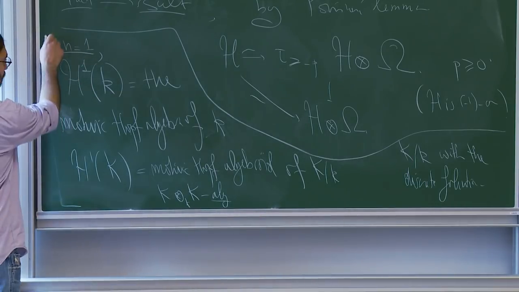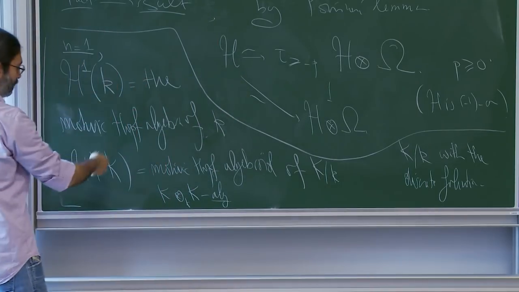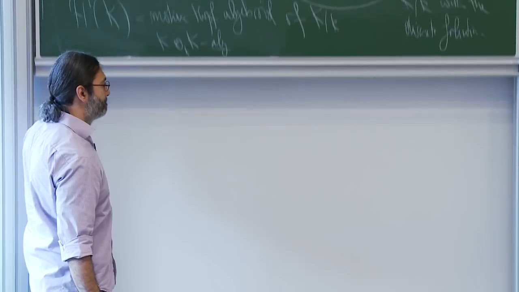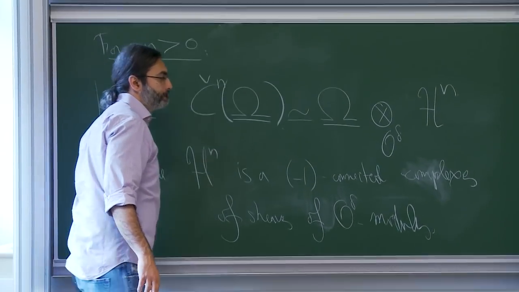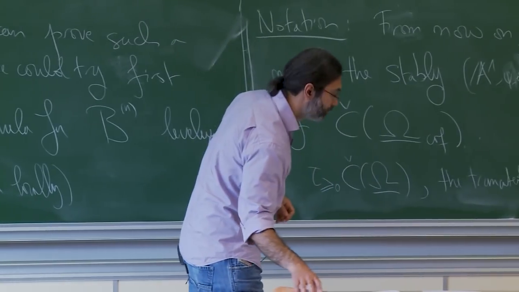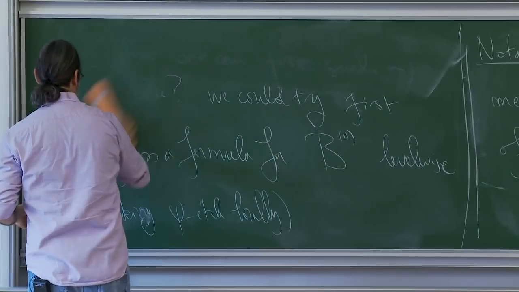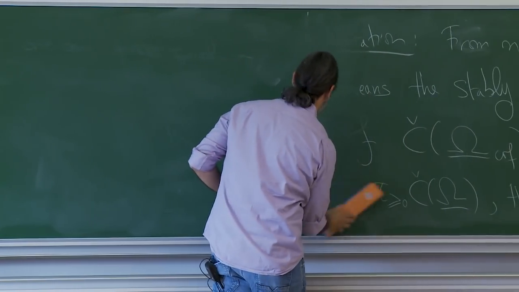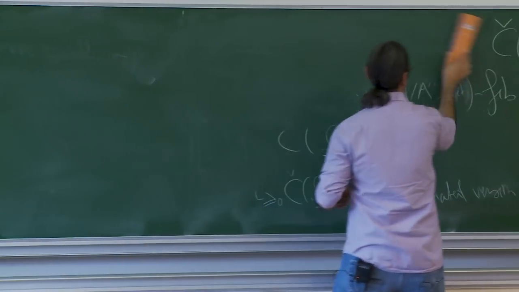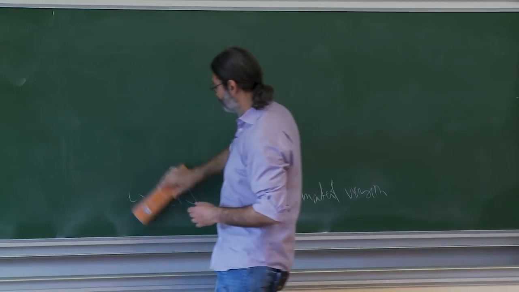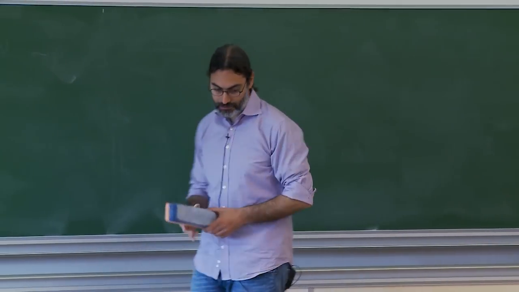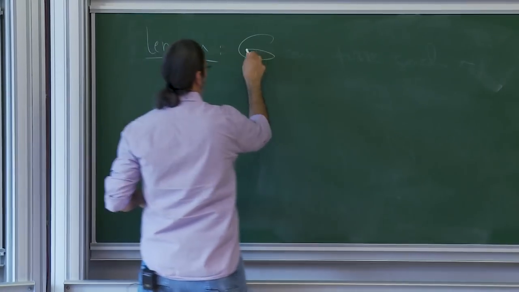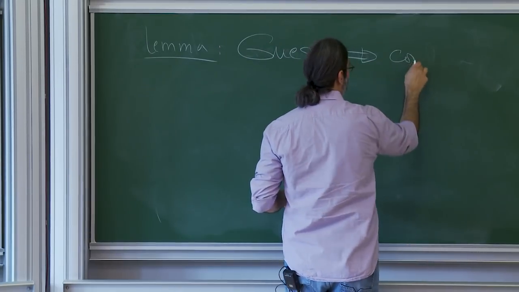Okay, and the fact that this is minus one connected is of course related to the fact that we know that the motivic Hopf algebras are minus one connected. So this said, I can now prove the following lemma. This guess implies the conjecture that I have.